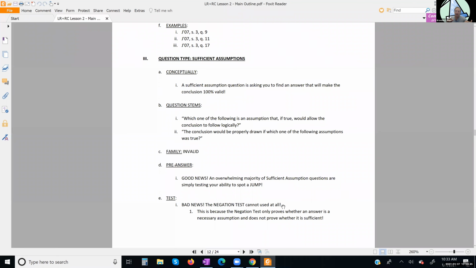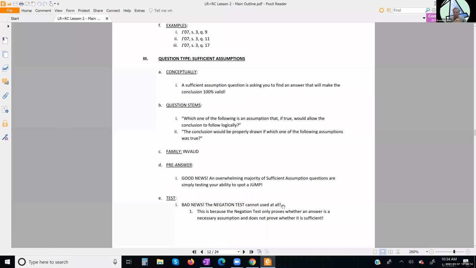Now, why the pre-answer for sufficient assumption is good news: over 80% are going to rely on the concept we refer to as jumps. They're going to be talking about one thing over here, and all of a sudden they're going to start talking about something else over there, even though the author wants you to think that they're talking about the same thing. So there's going to be this insinuation of two separate ideas from phrases. That's always the key. It's ideas from different phrases that the author wants you to think are actually overlapping. That is what we refer to as a jump. Again, lesson 2 went into that heavily as one of our core lessons.